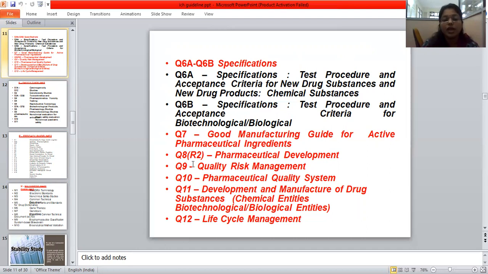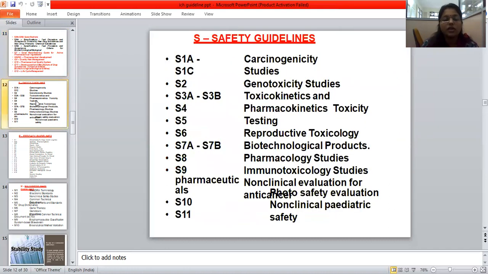So this guideline, the Q8 development guideline, the pharmaceutical quality risk management guideline, Q9, we can refer. The Q10 guideline is related to the pharmaceutical quality system. The Q11 guideline is for development and manufacture of the drug substance, like chemical entity and biotechnological entity. It is given in the development and manufacturing of our pharmaceutical substance, in the Q11 guideline, and the Q12 guideline, which is the life cycle management guideline. So these are the different guidelines till Q12. So this is all about our quality guidelines.